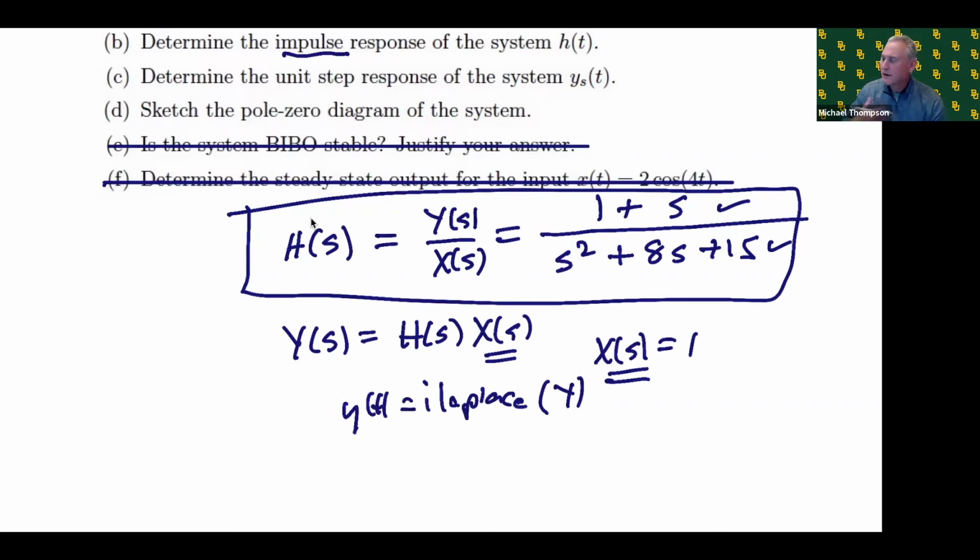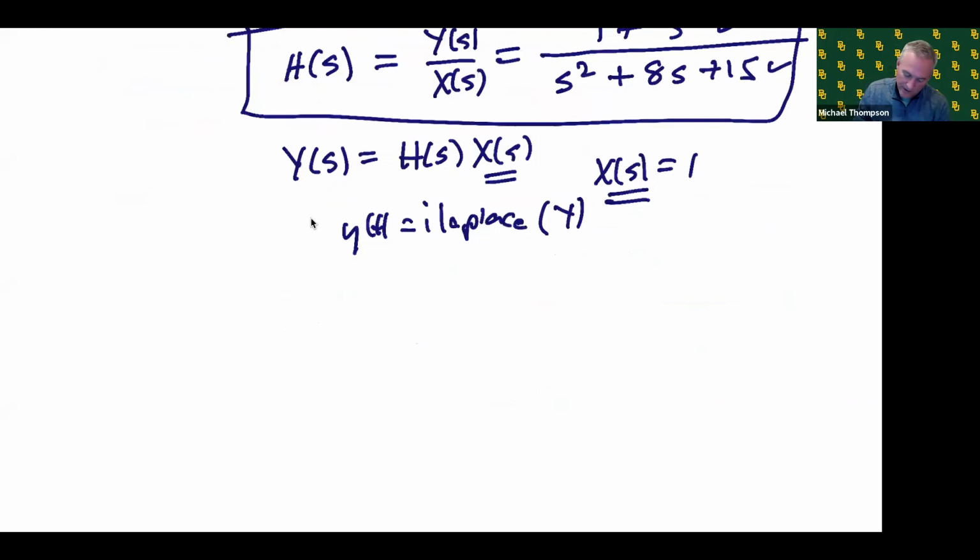So hopefully everybody's had good luck with using MATLAB to do the calculations. So this problem is actually really easy if you let MATLAB do the work for you. So the inverse Laplace transform there would be the impulse response. Okay. All right, so now in part C, we're asking for the unit step.